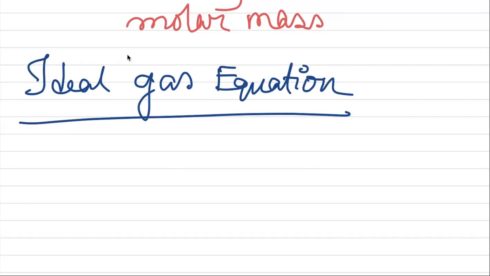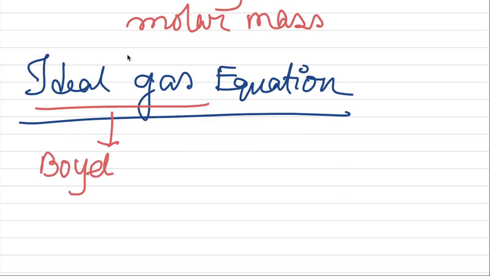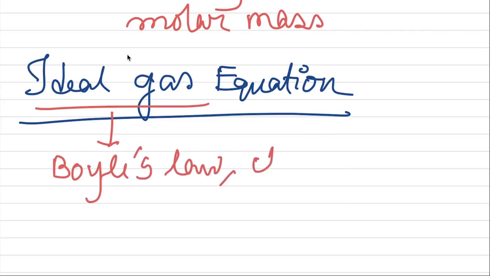So what is an ideal gas? A gas that follows Boyle's law, Charles' law, and Avogadro's law strictly is called an ideal gas. What is an ideal gas? We can say if a gas follows Boyle's law, Charles' law, and Avogadro's law.